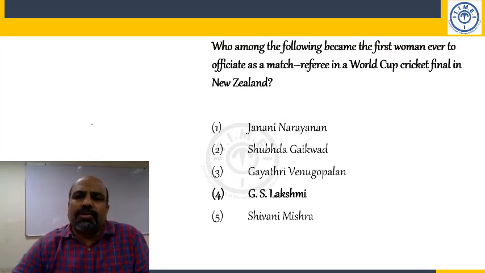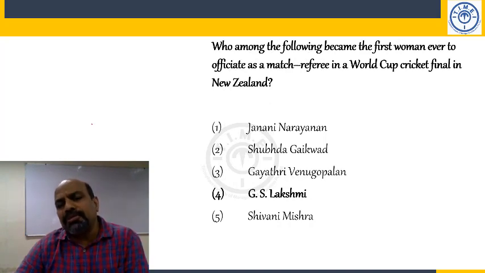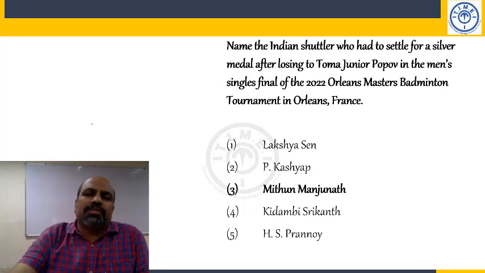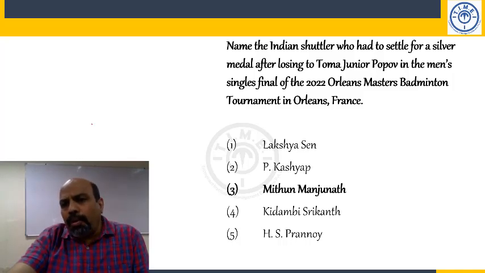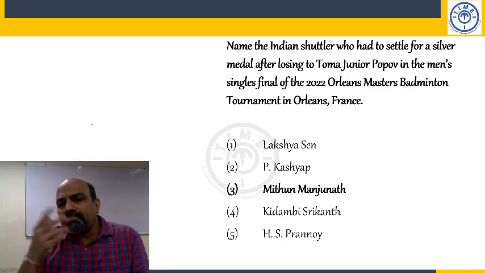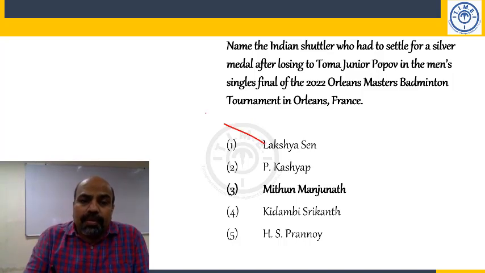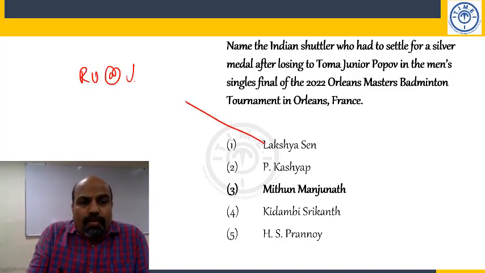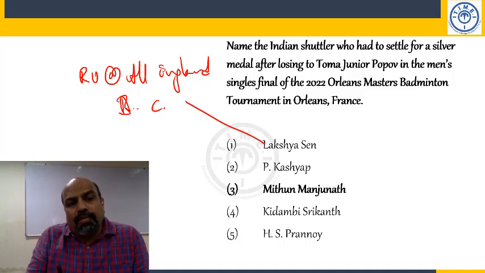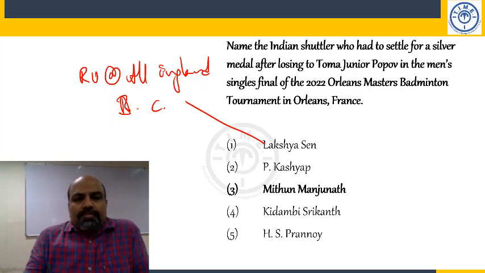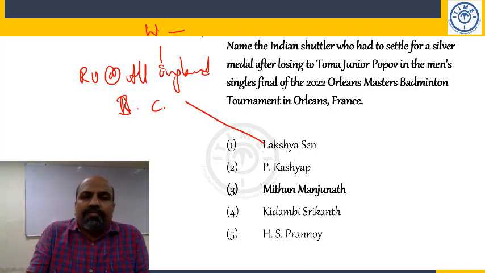Whom of the following became the first woman to ever officiate as a match referee in a World Cup cricket final in New Zealand? Yeah, G.S. Lakshmi. I think we'll skip this part. Name the Indian shuttler who had to settle for a silver medal after losing to Thomas Popov in the men's singles final. All the information is already given, so there's nothing for me to discuss. Yeah. Just one thing. You could write this. Lakshya Sen, runner-up at the All England Badminton Championship. Who was the winner? Winner was Viktor Axelsen.